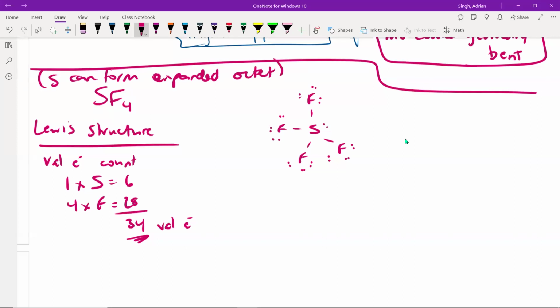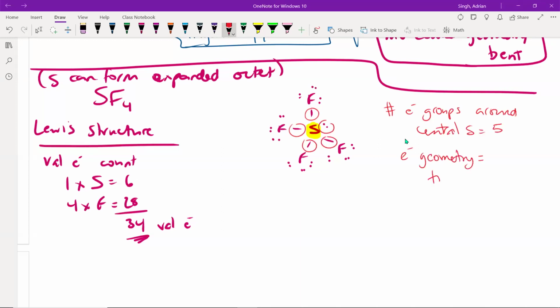The next thing we need to do now, once we have a Lewis structure, focus on the central atom, sulfur. How many electron groups are around it? Well, we have 1, 2, 3, 4, and 5. Okay, so we have number of electron groups. And again, we're just looking at around the central atom, which is sulfur in this case, is 5. And according to the VSEPR model, that electron group geometry will be trigonal bipyramidal.